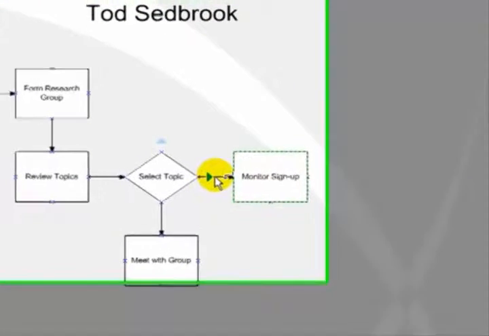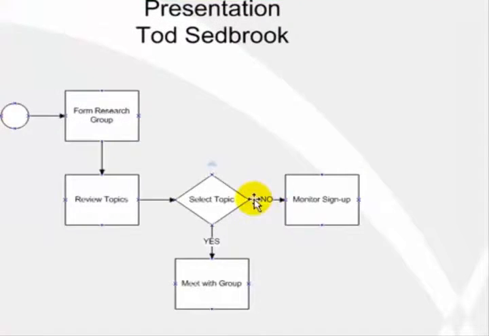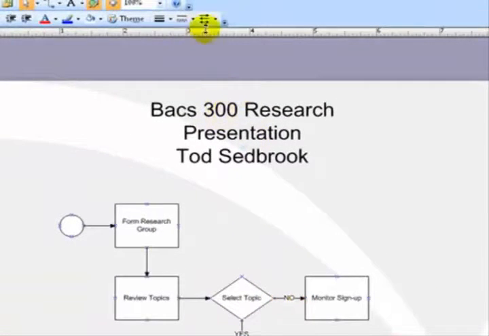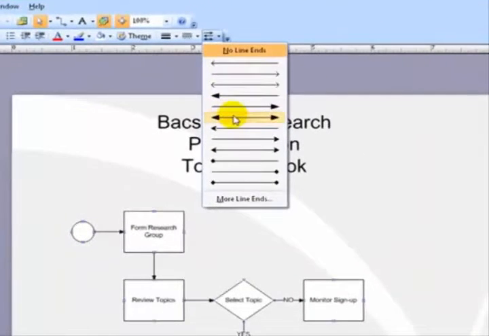It's usually a very good idea to label the branches coming out of a decision node. To do that, just double-click the branch, and it will allow you a place to annotate that. For the no, we would probably need to go back and forth until we selected our topic. So let's change the arrow to a double-sided arrow to indicate that we're waiting to make our decision.